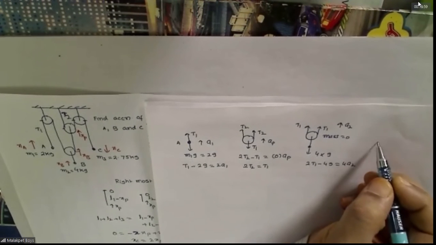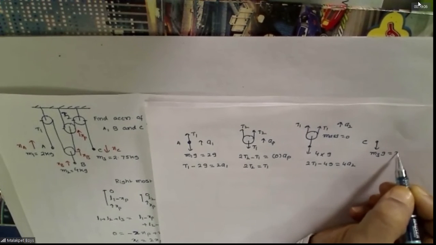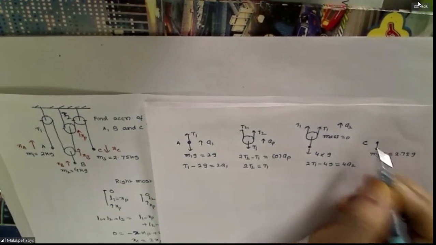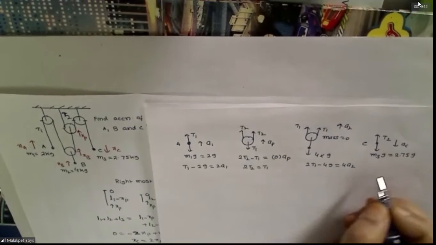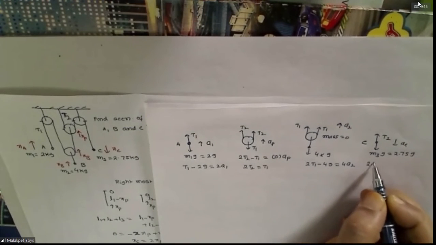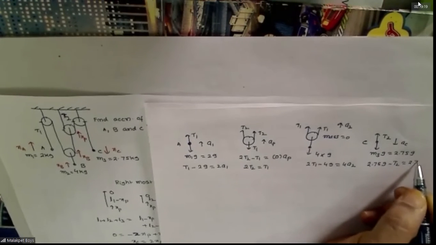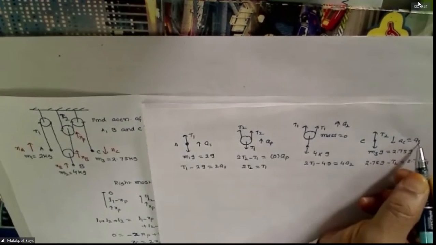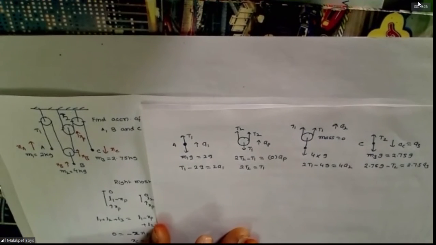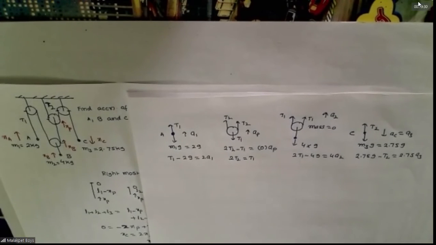And come back to C. This is M3G. This is T2. This is AC. So this is 2.75G minus T2 equals 2.75A3. Till here, any doubt is there? No, sir.